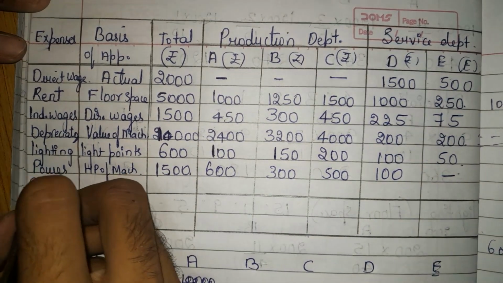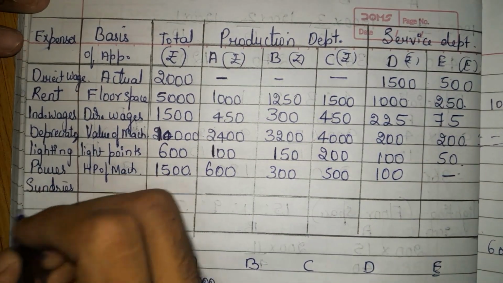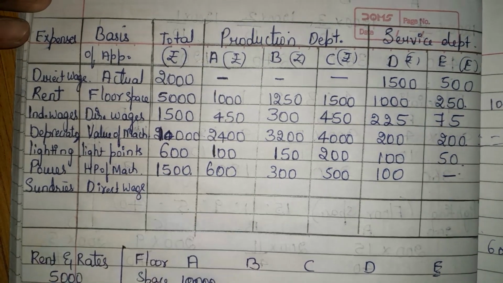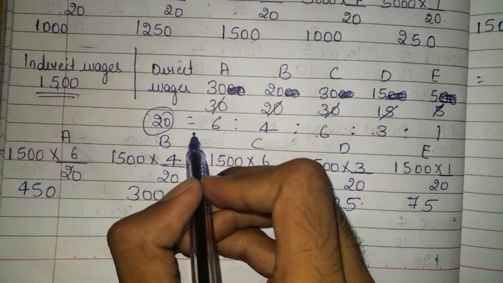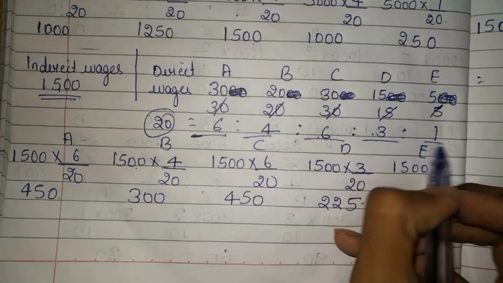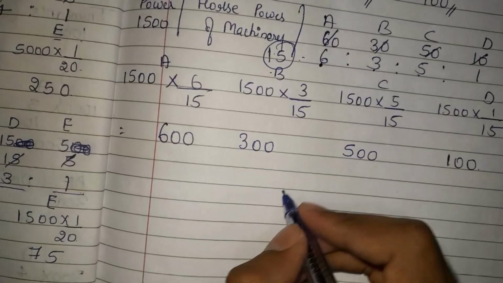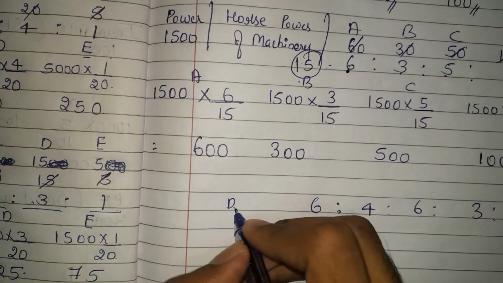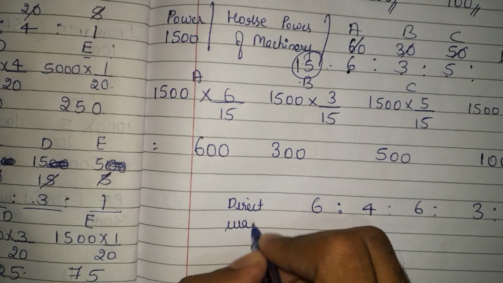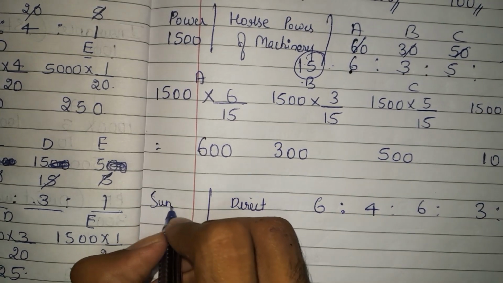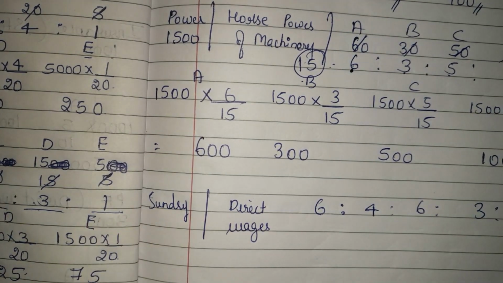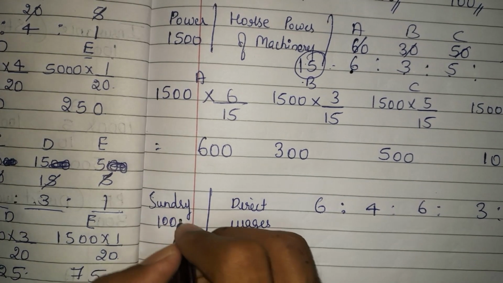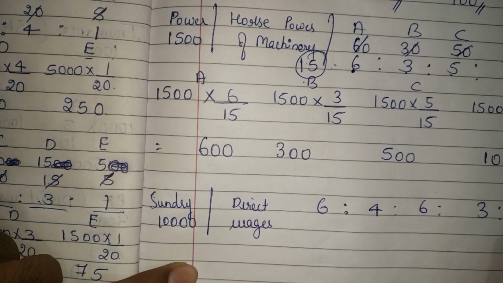Next is sundries, meaning miscellaneous expenses. The miscellaneous expenses we will divide on the basis of direct wages. Here we have found the direct wages ratio, that is 6 is to 4 is to 6 is to 3 is to 1. This is the direct wages ratio. Now we are dividing the sundry expenses. The total sundry expenses given in the question is 10,000 rupees. Now, if you add all this, the total will be 20.